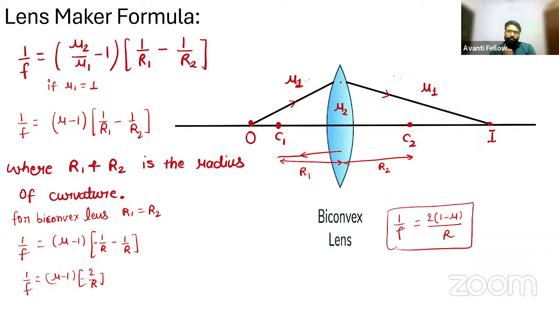Okay. Clear है. You can shift according to it. R1 is the radius of curvature of this side. Okay. Let me check it. Meanwhile, you can take the note of it.